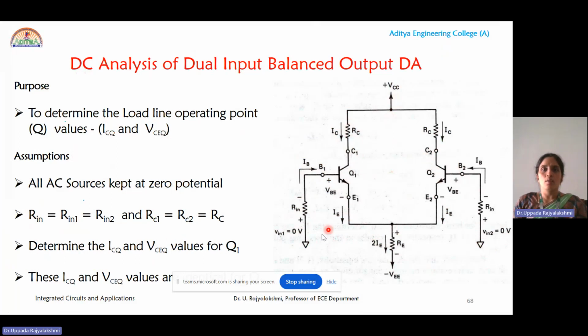Now you are going to write the KVL for the base to emitter loop of the Q1 transistor. It will be Rin1 into IB, that is the base current of Q1, plus VBE, plus IE into RE. Here you can see that the amount of current flowing through the emitter resistance is 2IE, because the current flowing through the emitter terminal of Q1 is IE and of Q2 is also IE. So the total current will be 2IE flowing through the emitter resistor RE.